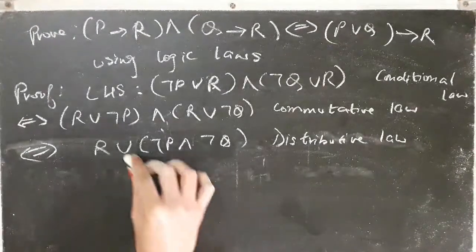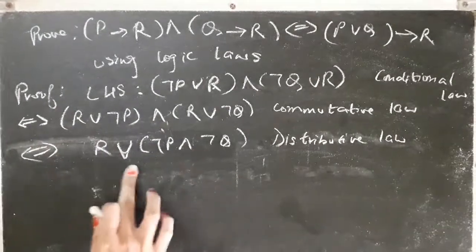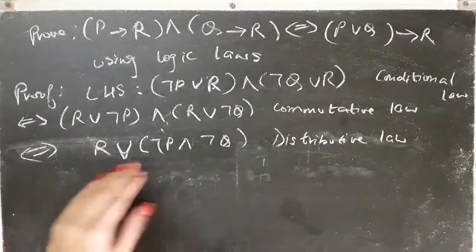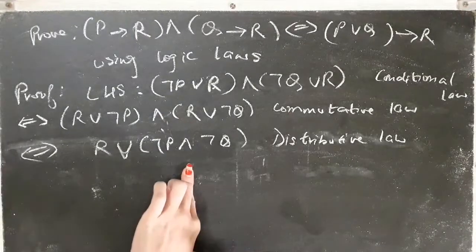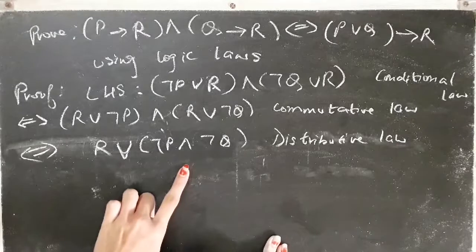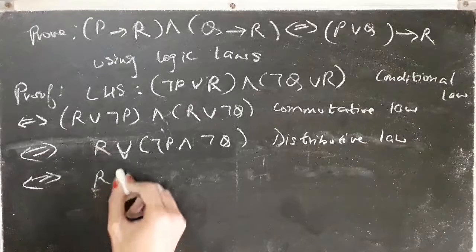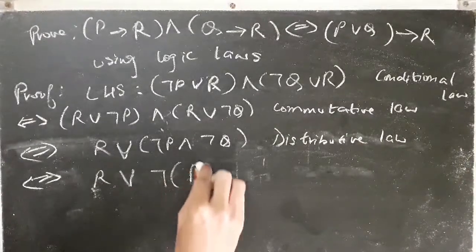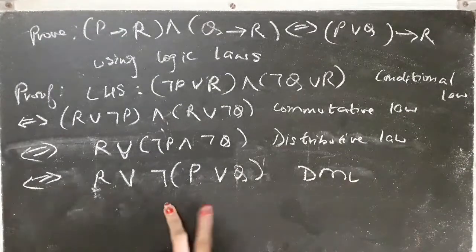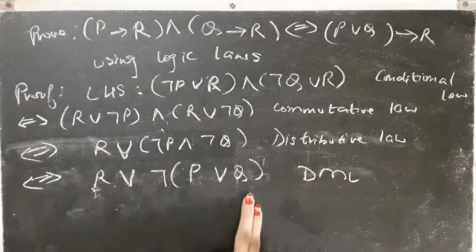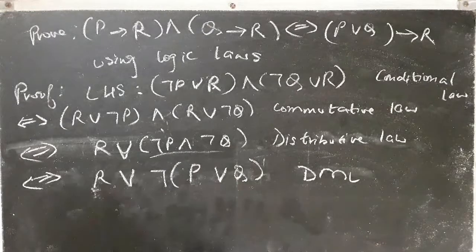You see, if you use the distributive law to this one, you will get R or not P and R or not Q. So here the distributive law was in the expanded case and now we are bringing it back to the original case. So this is what we get. Now we will use our very first logic law, which is De Morgan's law. R or negation of P or Q, DML, right? Negation of P or Q is not P and not Q, which was given to us here. So we use De Morgan's law here.